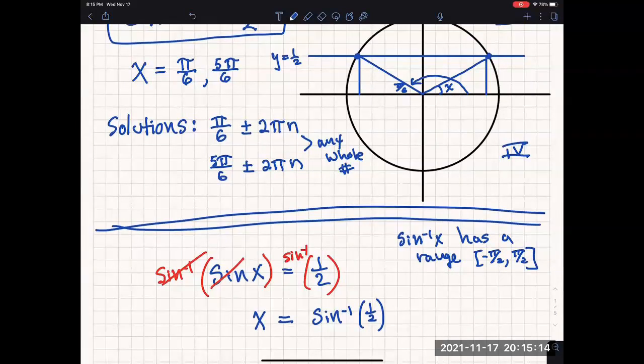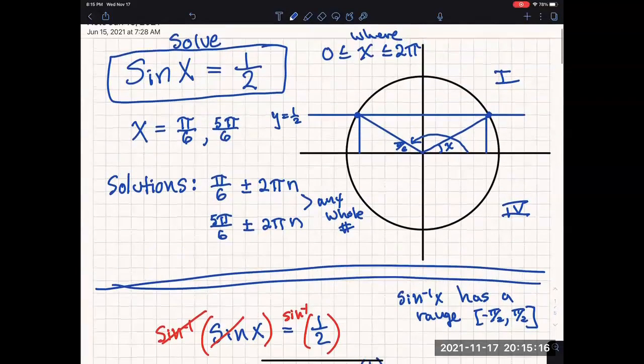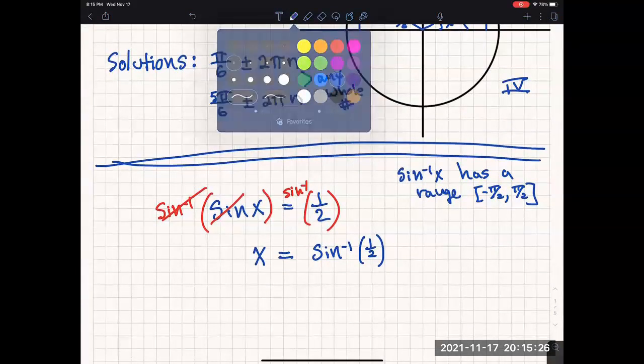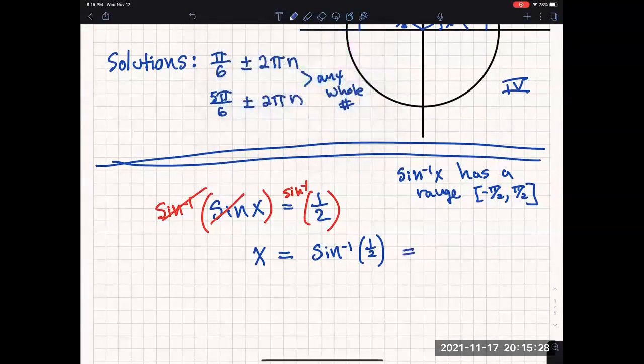So when we put in sine inverse of 1/2, the inverse function is only going to give us the result of the first quadrant. That means it would just give us a single value, in this case, the pi over 6 value. And that is a valid solution. If I plug pi over 6 into the original equation, I get 1/2 equals 1/2. It's a solution. It works.